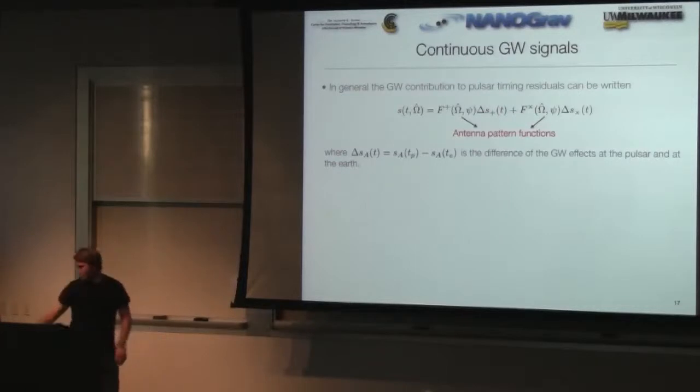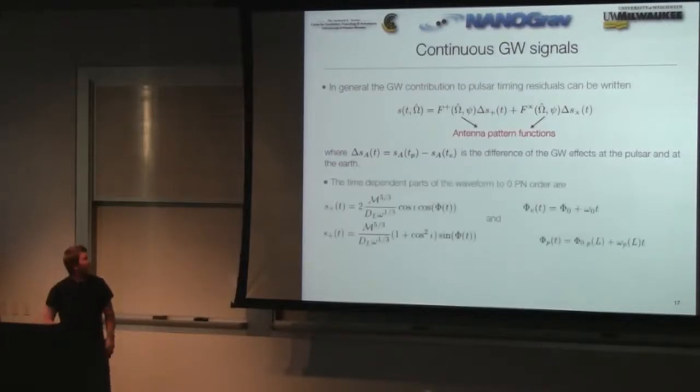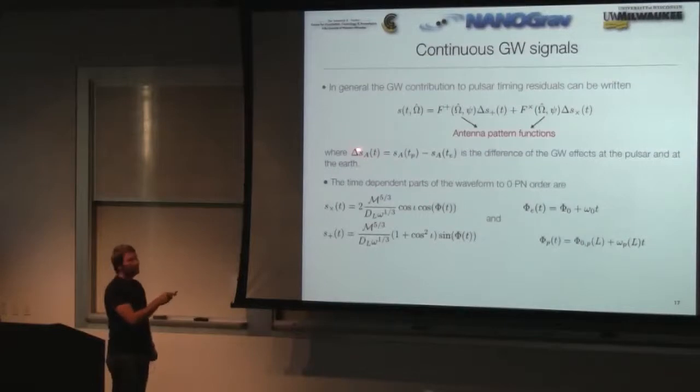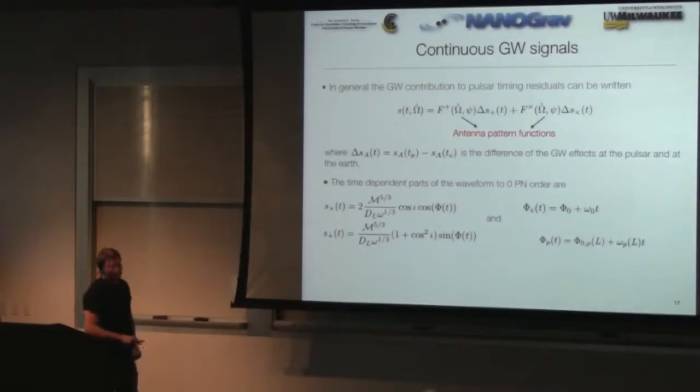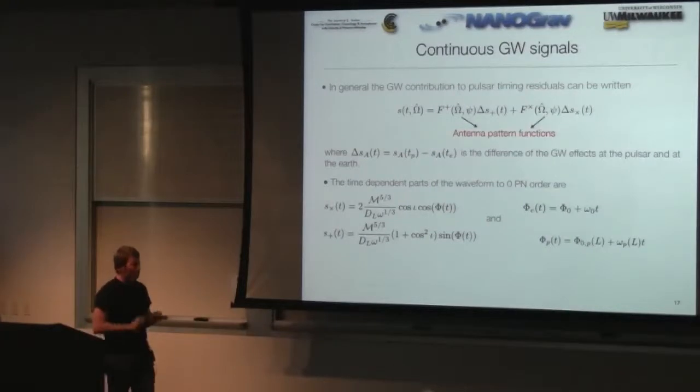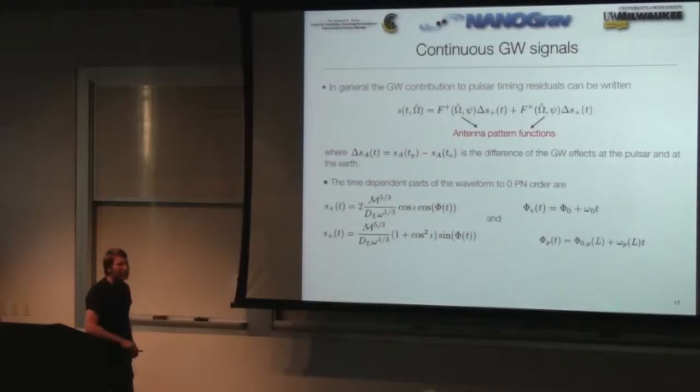What the delta S is, it's just the difference of the gravitational wave perturbation at the pulsar to the gravitational wave perturbation at the Earth. So this is what I was talking about before. This is how you can get this envelope pattern from having both the pulsar term and the Earth term in there. And just to give you an idea of how these scale, we're using the 0 PN order, which is completely reasonable given that these things are at frequencies of a year. The higher post-Newtonian orders don't really come into play at all, at least for circular orbits.